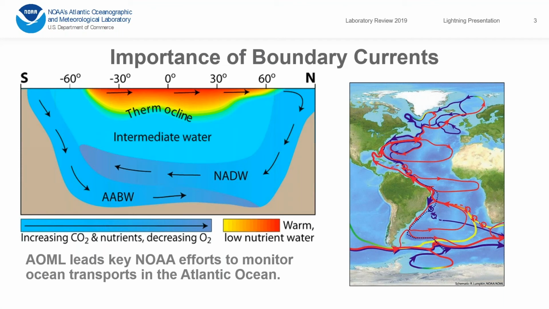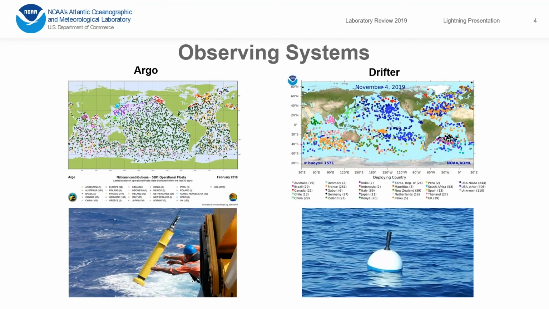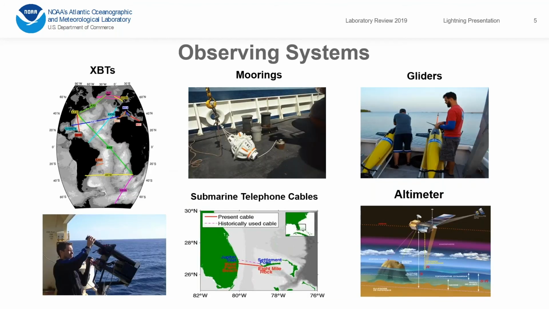It involves mixing eddies and gyre circulation, in particular the narrow, strong boundary currents, which are the main carrier of ocean heat and other properties around the globe. That is why, in addition to monitoring large-scale global ocean circulation through Argo and Drifter programs, we lead NOAA efforts in monitoring boundary currents in the Atlantic Ocean using various observing platforms.